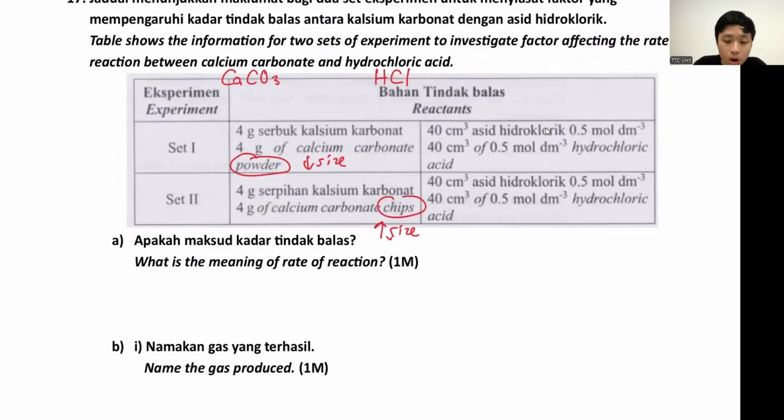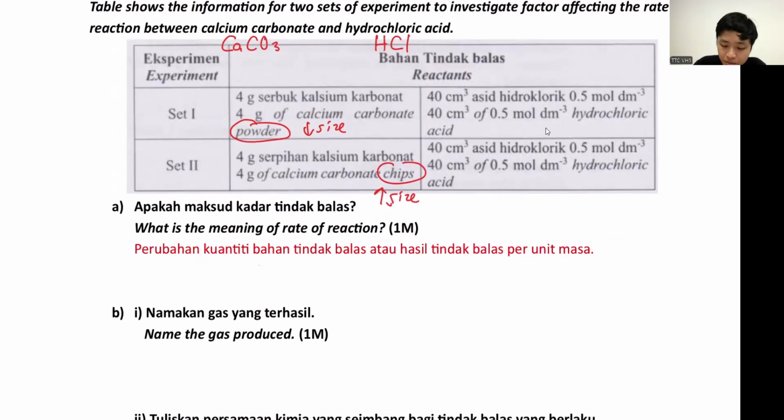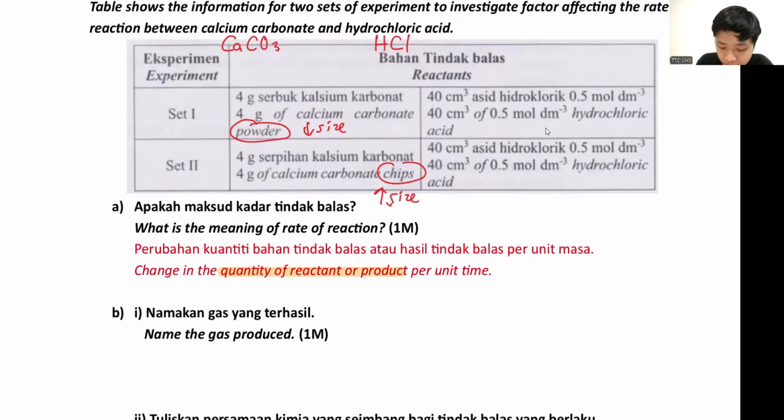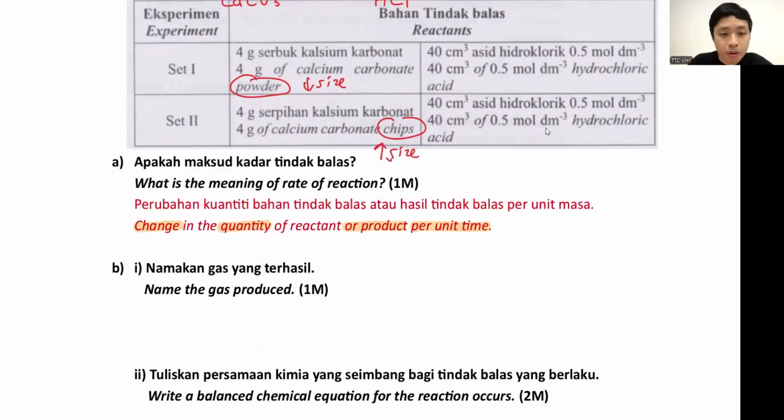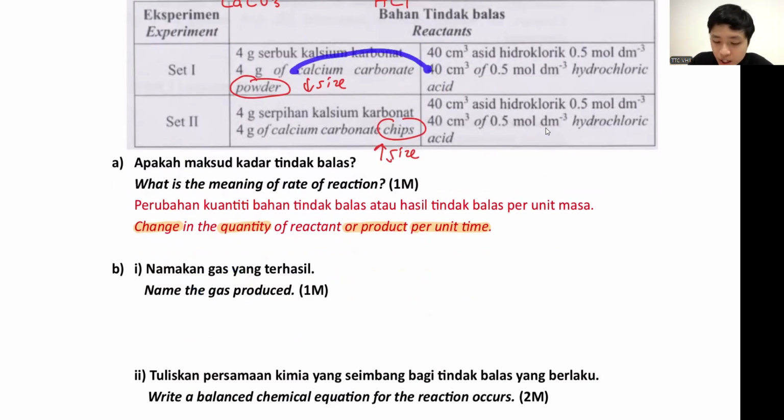So the meaning of rate of reaction. You can say change in the quantity of reactant or product per unit time. Yeah, this is the general meaning. Okay. So of course, based on this experiment, you can also say the increase in the volume of gas collected per unit time. Okay, so the gas here is what reacts with calcium carbonate.